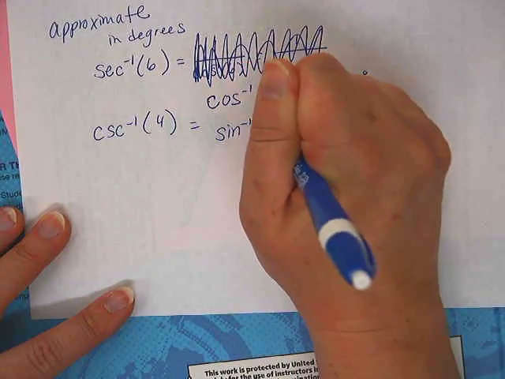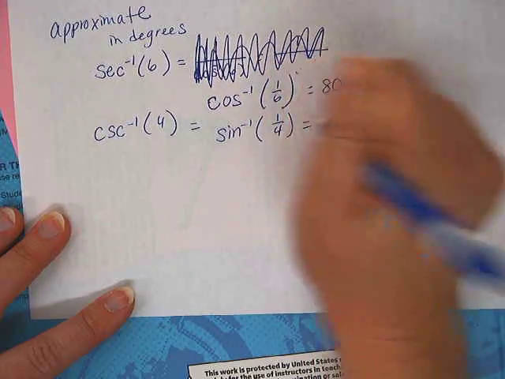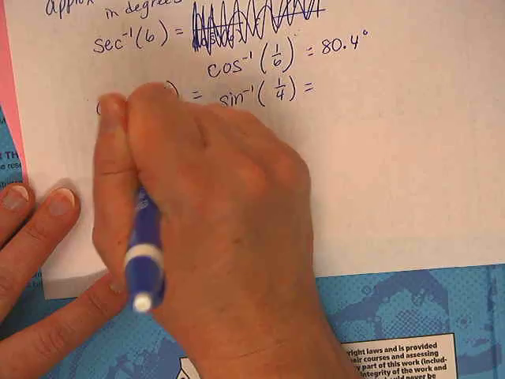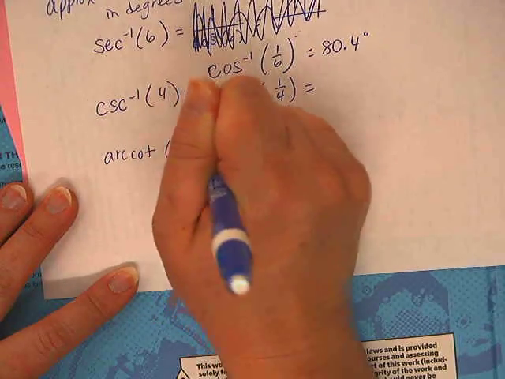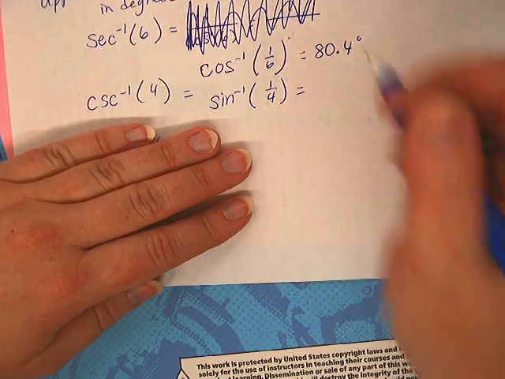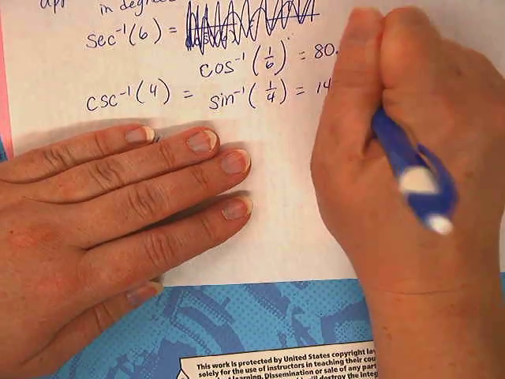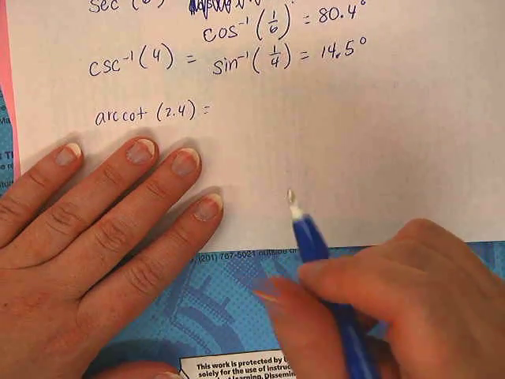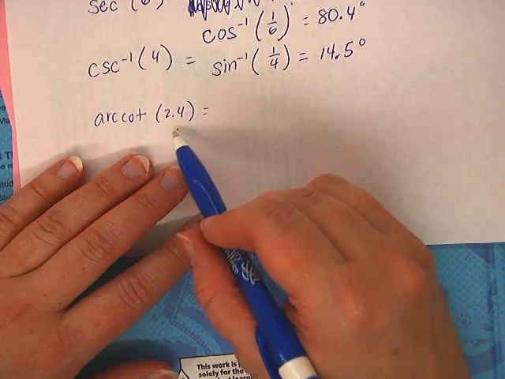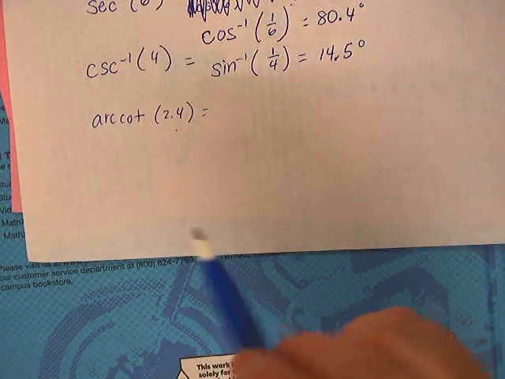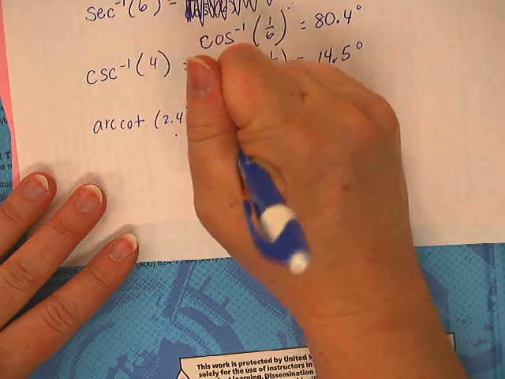Okay, quickly, let's do a cosecant. So that would be the inverse sine of 1 over 4. We'll get to that one in a minute. So what'd you get? 14.5 degrees. Okay, now let's do the arc cotangent of 2.4.